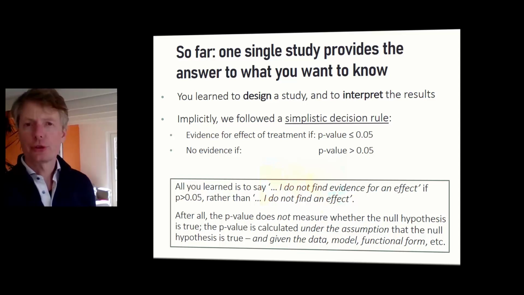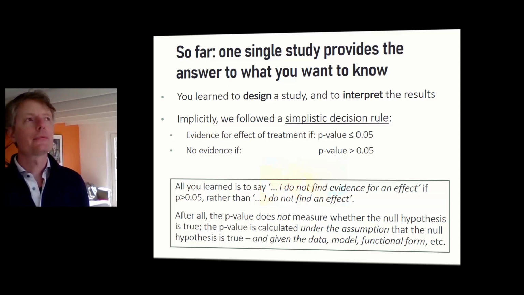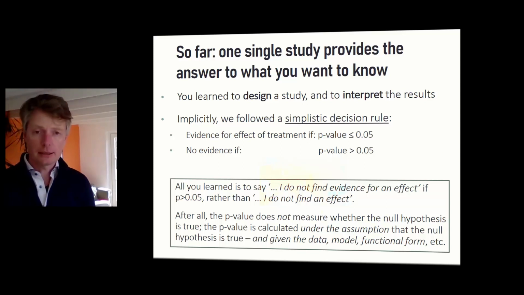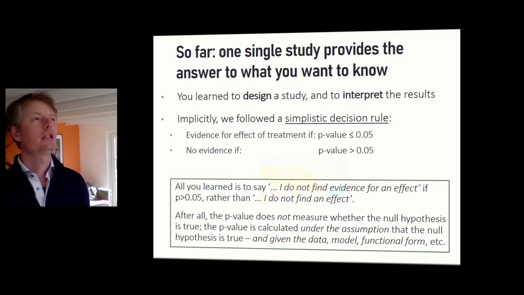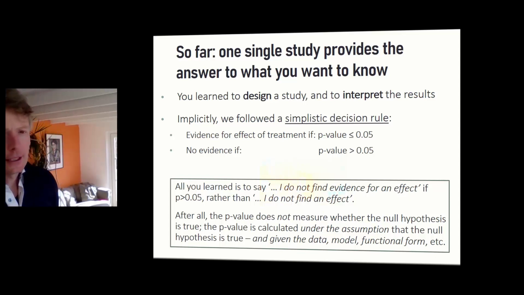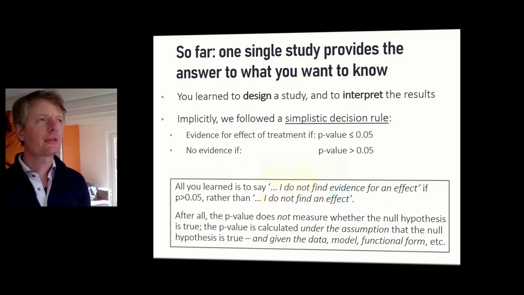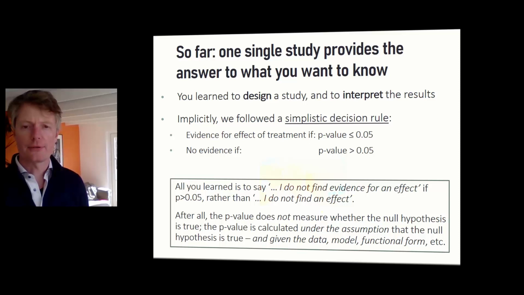And all that you learned so far is the proper way of phrasing this, namely that if your p-value is not lower than 0.05, you do not say, I do not find an effect of, but you say, I do not find evidence for an effect of. And why is it very important to make this distinction? Because I want to reiterate this point: the p-value does not say whether the null hypothesis of no effect is true or not. The p-value is actually calculated under the assumption of no effect.